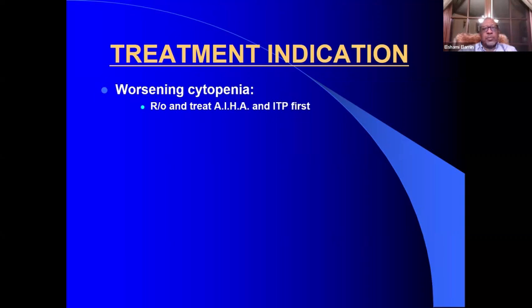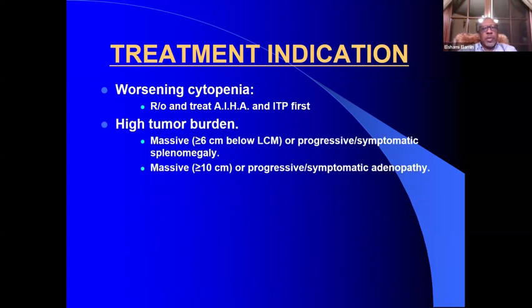So our patient clearly has autoimmune disease from the labs I gave you. It was an autoimmune anemia and thrombocytopenia based on the lab results. So, worsening cytopenia, but we need to rule out autoimmune cytopenia. High tumor burden is described as massive splenomegaly, progressive or symptomatic splenomegaly. Our patient is not symptomatic from the spleen, and we said the spleen is 2 fingers below the costal margin, which is not 6 centimeters.